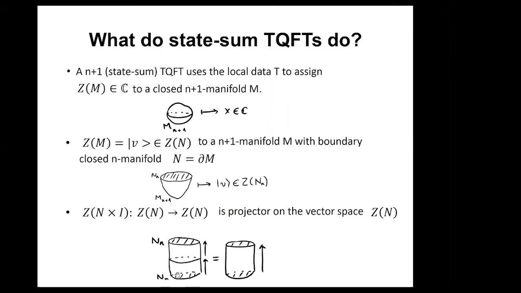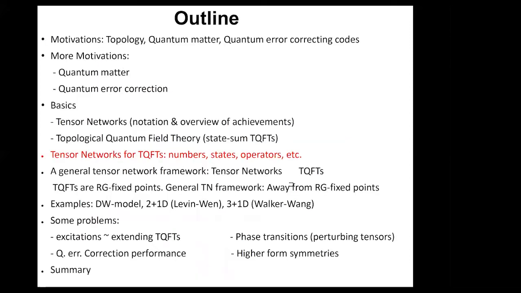I can just retriangulate the bulk and make it the same as one of these steps. So that gives us a projector, which basically, to closed n-manifolds, this TQFT assigns a linear map. I guess that's what it was in the talks that was on Friday. Okay, tensor networks for TQFTs.